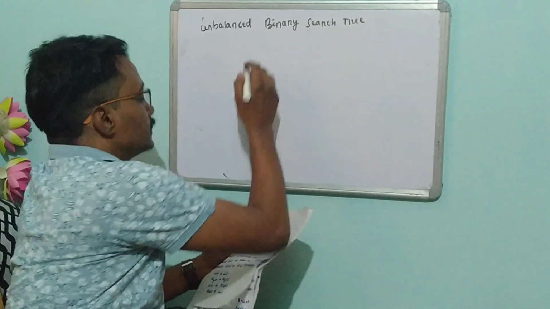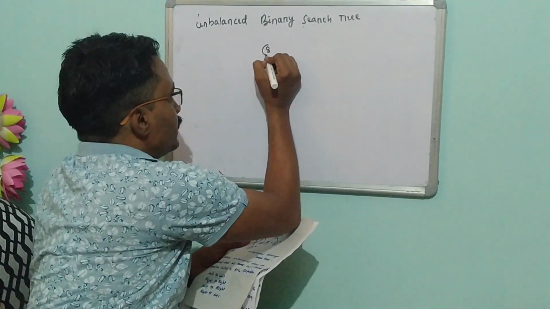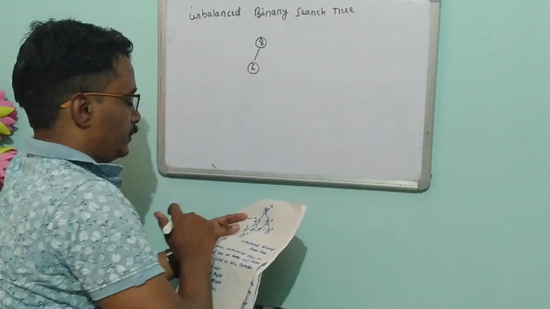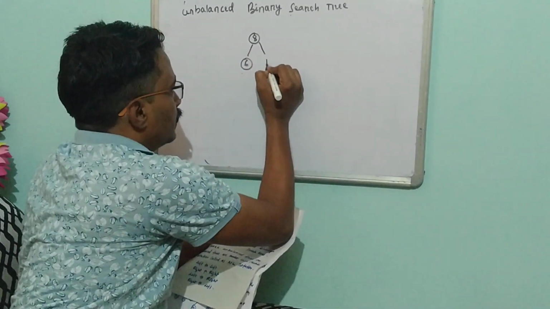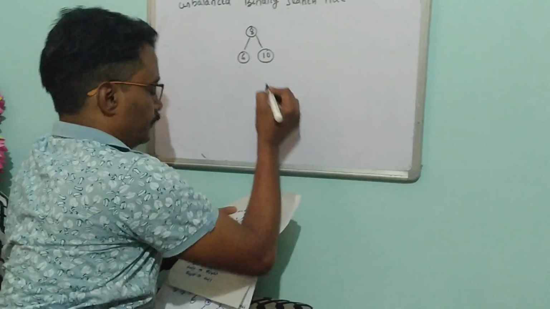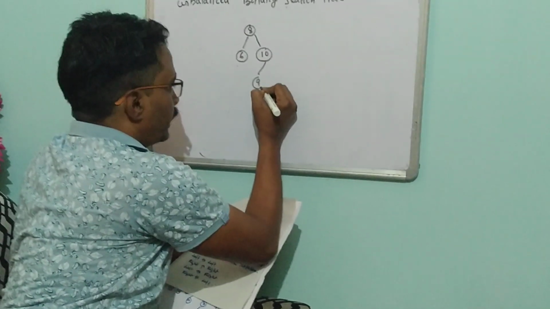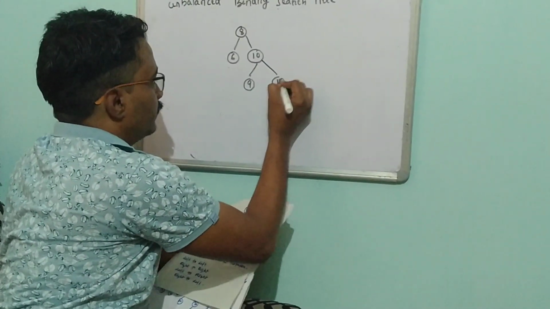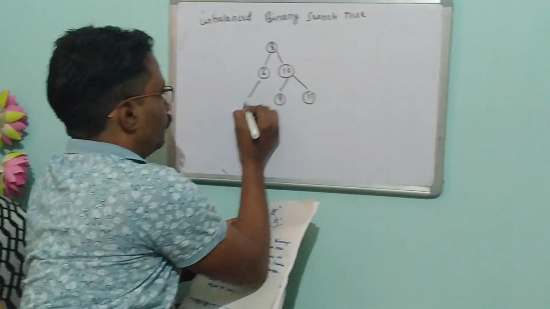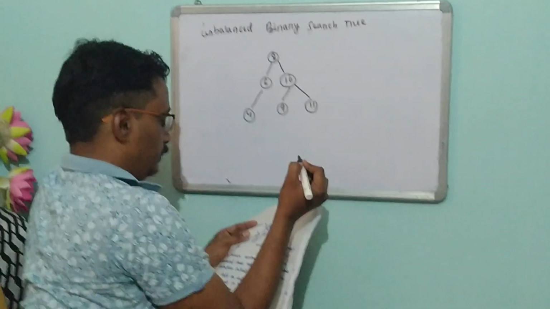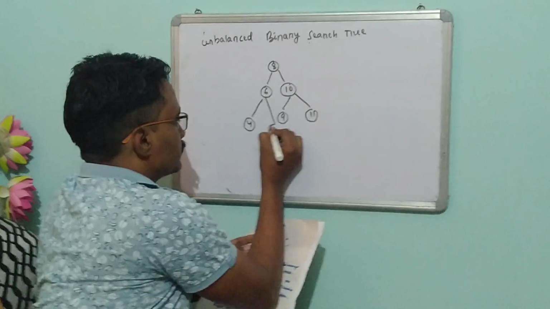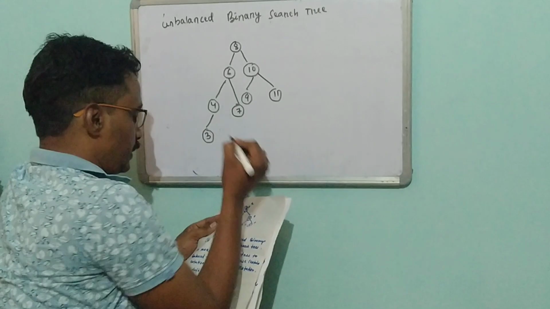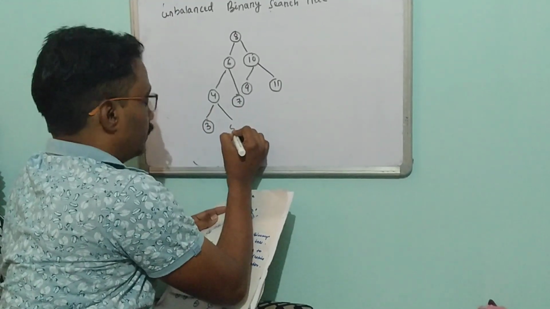We are discussing these things. So 8 is a node. This is 6, which is obviously a binary search tree. 10. I am having 9, I am having 11 here, and we are having 4 here. We are having 7 here. 3, and here 5.